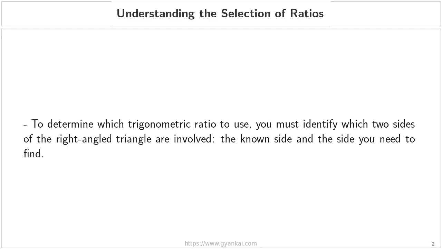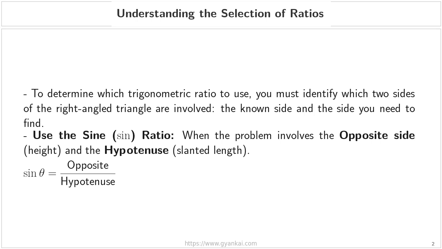Understanding the selection of ratios. To determine which trigonometric ratio to use, you shouldn't just guess. Instead, you must first identify which two sides of your right-angled triangle are involved in the problem. Specifically, you need to look at the side you already know and the side you are trying to find.